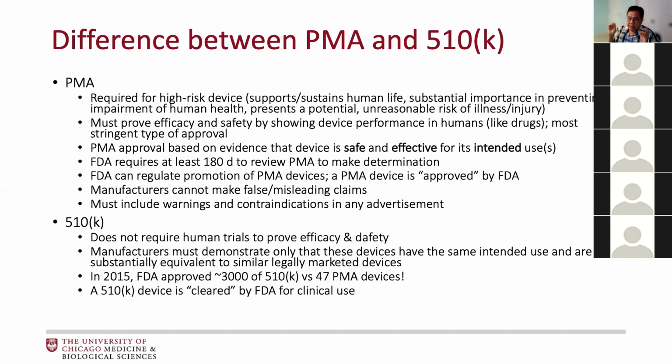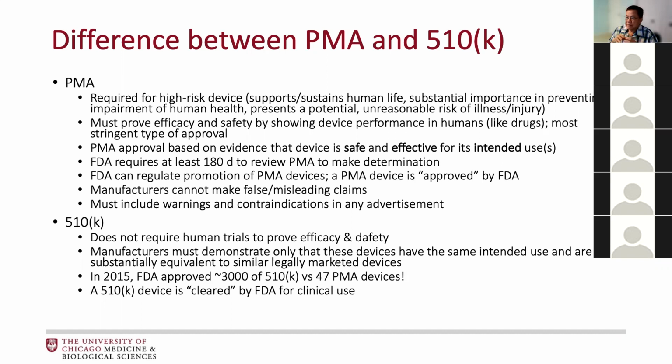So the PMA process always requires the submitting entity to do a human clinical trial. They have to do a human clinical trial. All right, which means it's more expensive. It's more time consuming, right? Because you have to do a clinical trial, you have to recruit human subjects and things like that, so it takes a longer time. So that's a PMA, the highest level of review.